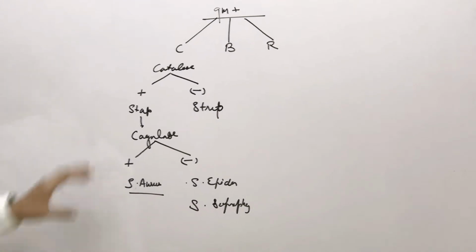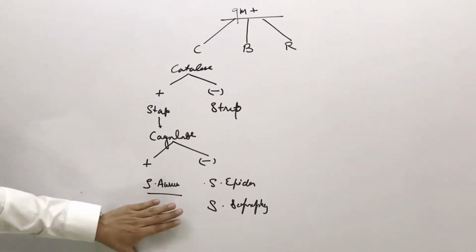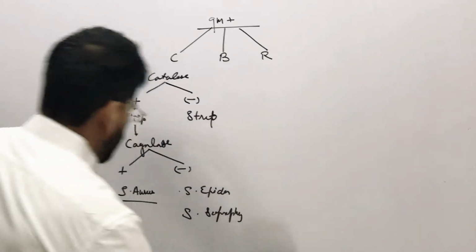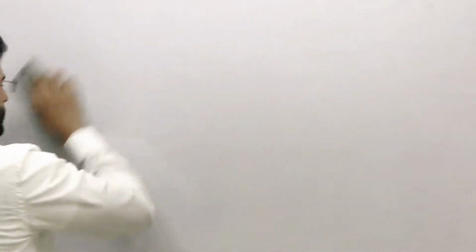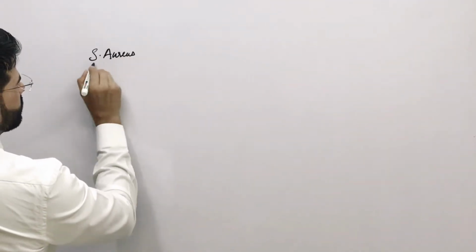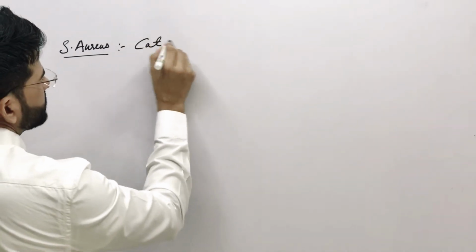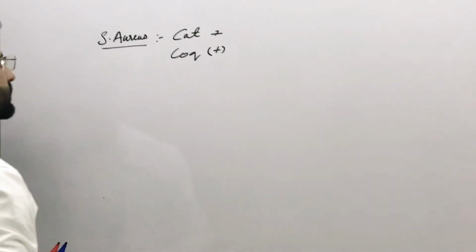So we will take the gram-positive individually, starting with staph aureus, epidermidis and saprophyticus. So now we know that the staph aureus is catalase positive and coagulase positive. So staph aureus is catalase positive and coagulase positive.